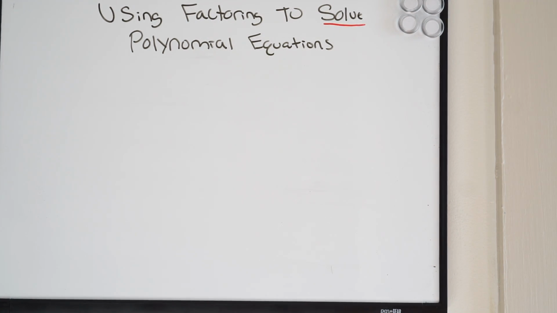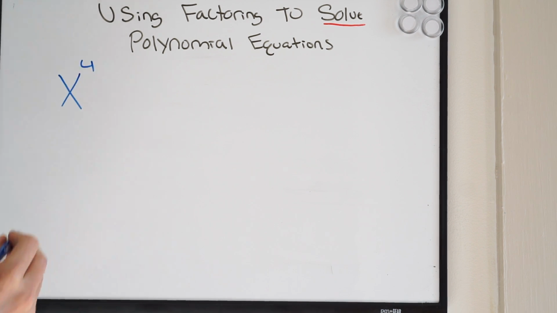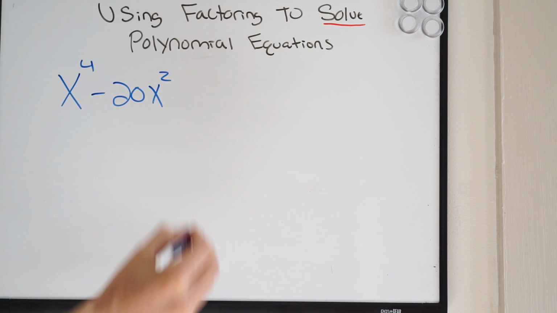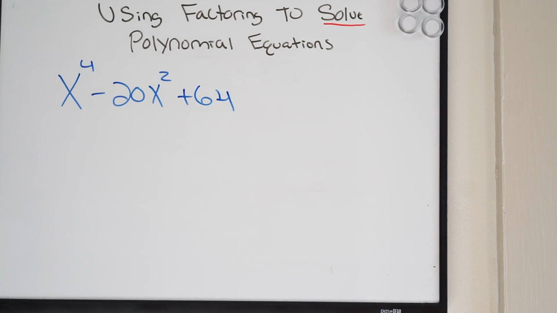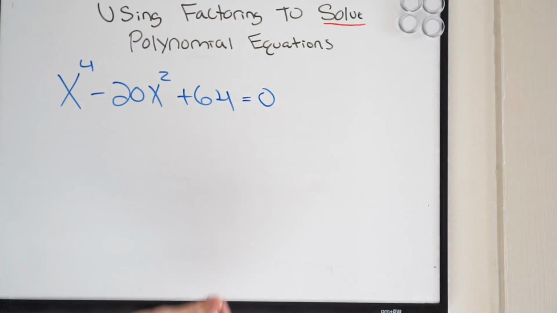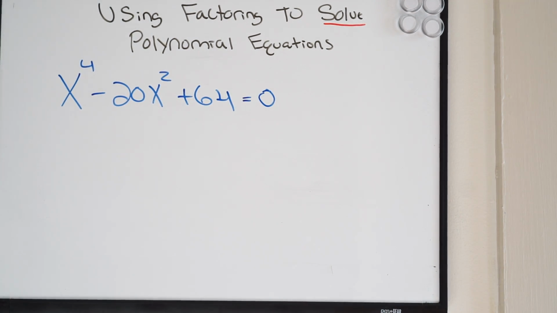So here we have x to the 4th power minus 20x squared plus 64. Again, they're asking us to solve here, meaning they want the roots or the zeros, so we know that we need to set this equal to 0 because whenever this crosses the x-axis, the y will always be 0.